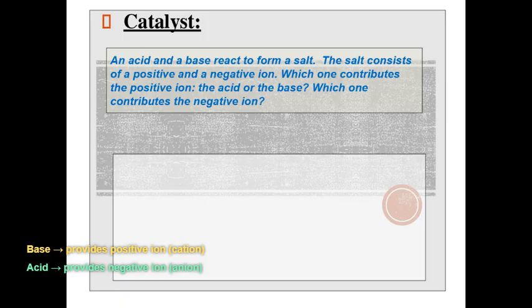Now let's dive deeper into what actually happens at the molecular level during neutralization. When a base accepts a hydrogen ion from the acid, it gains positive charge. But here's the key. It has to release its original metal cation to make room. So the base ends up contributing that metal cation, like sodium. Meanwhile, the acid donates the hydrogen ion away, which means it loses positive charge and leaves behind the negative ion, like chloride. That's why we get NaCl, sodium from the base, chloride from the acid.